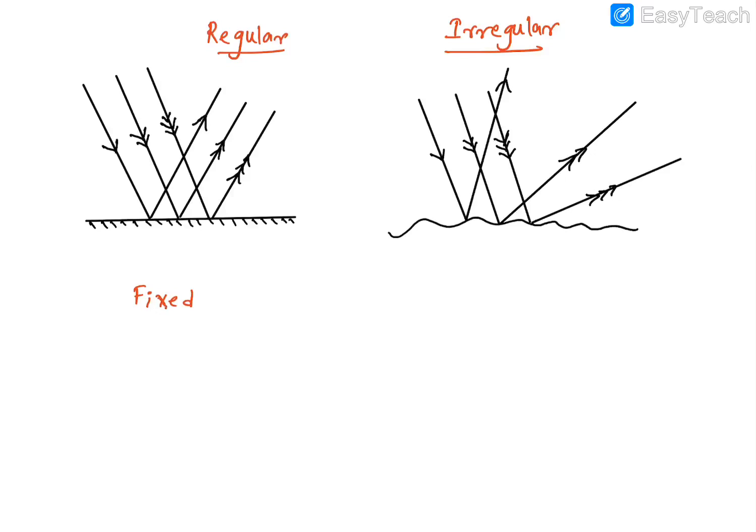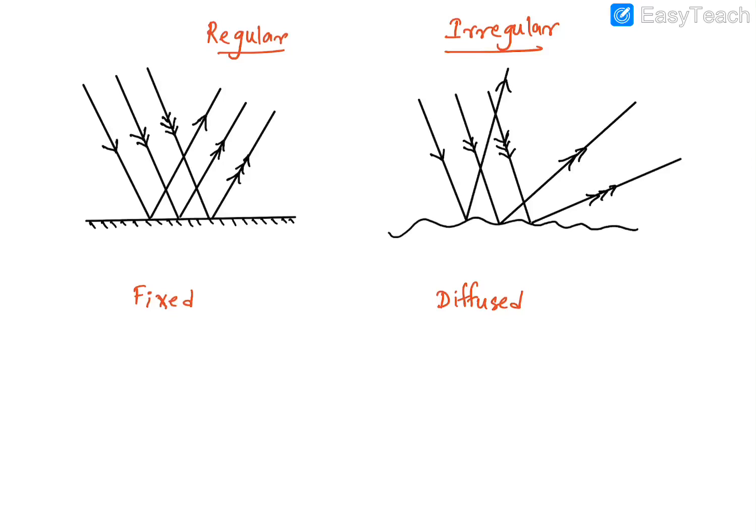Okay, they travel in a fixed direction, and you can see it only from a particular direction. Whereas in irregular reflection the light rays get diffused, meaning they will travel randomly in any direction. So they don't travel in any particular direction. Now, they can ask you to differentiate between them on the basis of the diagram.